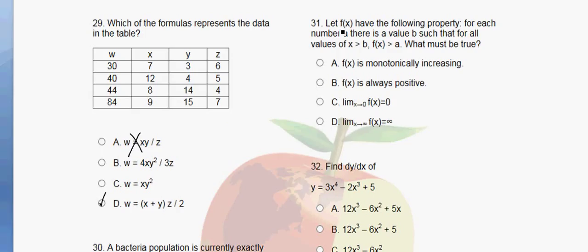Okay, number 31. Let f of x have the following property. For each number a, there is a value b such that for all values of x greater than b, f of x is greater than a.